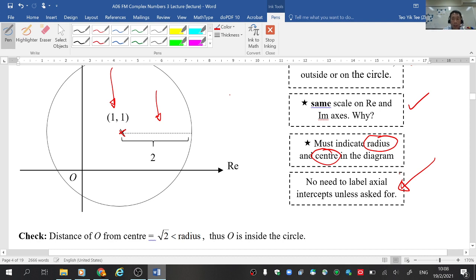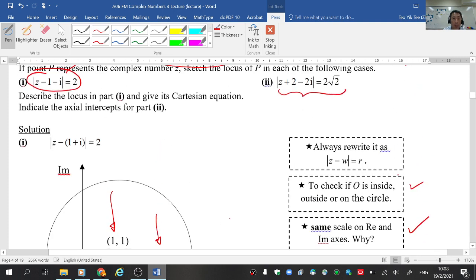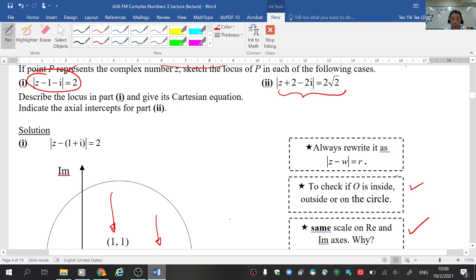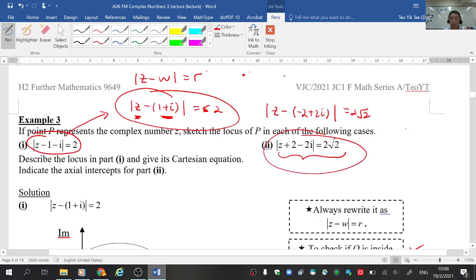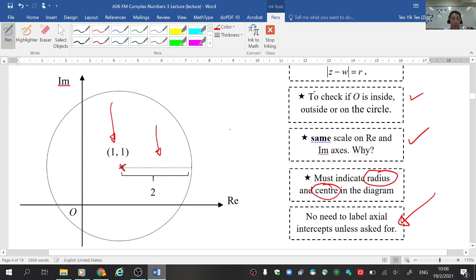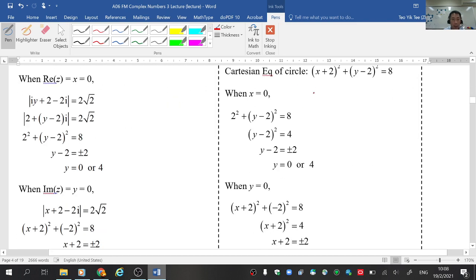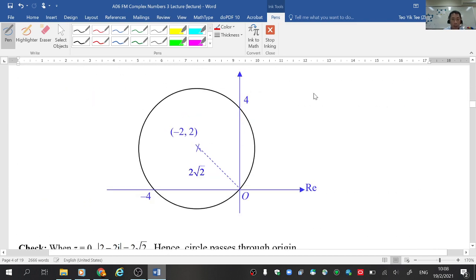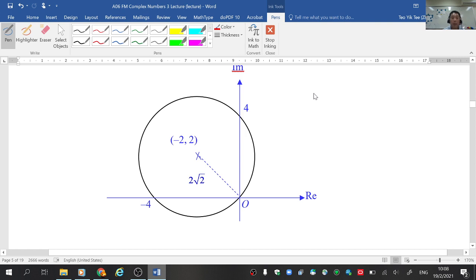Unlike your conventional curve sketching question, I do not label the x-axis or the x or y intercepts. Okay. So this will be your first circle that you're supposed to draw. Second one, same thing. After you adjust it into the so-called standard form that we have, modulus of z minus w is equal to r, you again know where the center of the circle is. Okay, you know where the center of the circle is, and then accompany it with the radius. So again, reminder, draw with a compass.